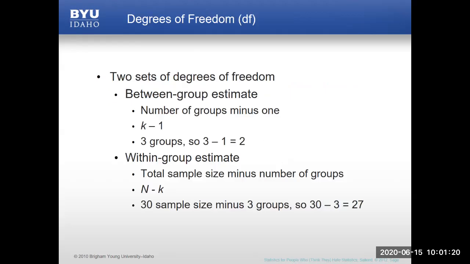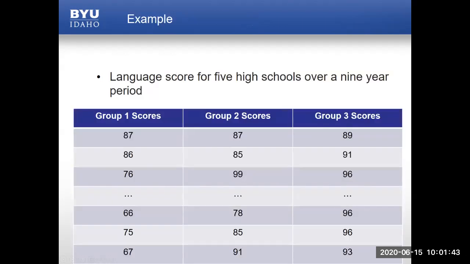So there are 2 degrees of freedom in the F test. You've got the number of groups minus 1, and then the number of groups minus the sample size. So depending on the number of groups, right, number of groups minus 1, number of groups minus the sample size, those are your 2 degrees of freedom.